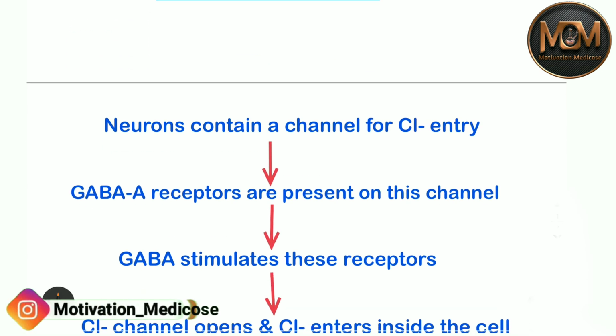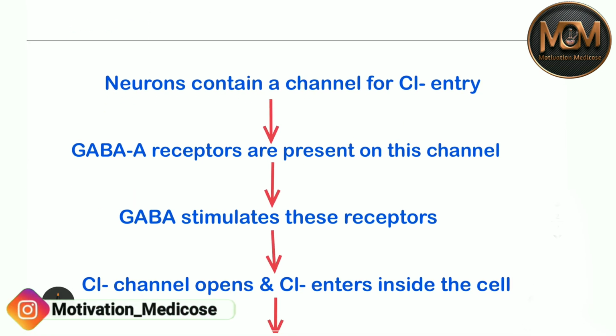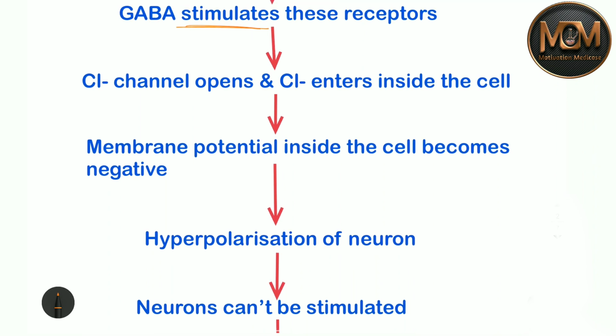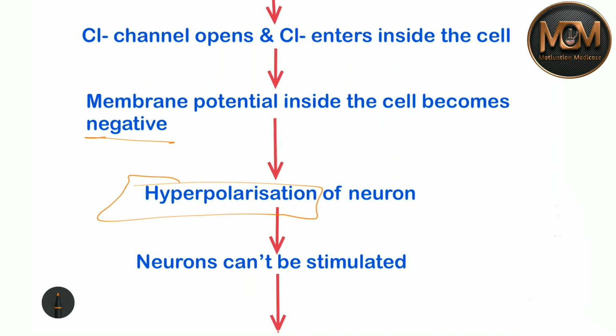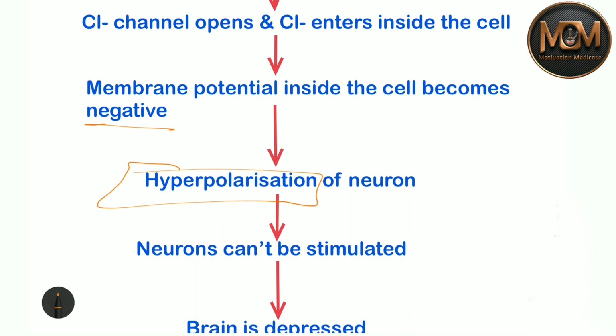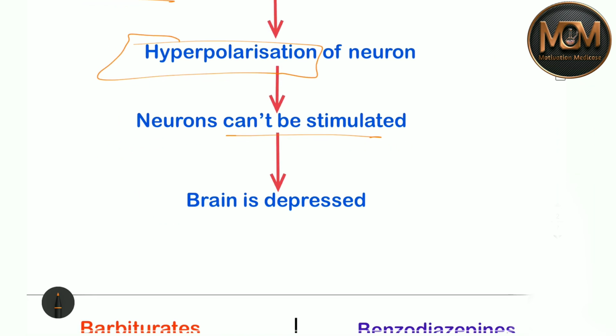Let's see this. The neurons contain a chloride channel for chloride entry. GABA receptors are present on this channel. GABA stimulates these receptors, the chloride channel opens, and chloride enters inside the cell, so the inside becomes negative. That leads to hyperpolarization of the neuron, due to which neurons can't be stimulated and the brain is depressed.